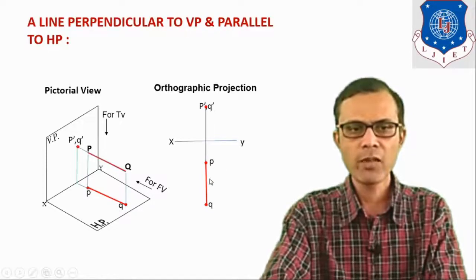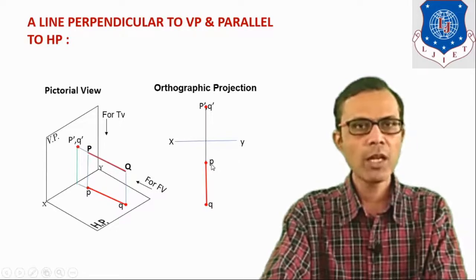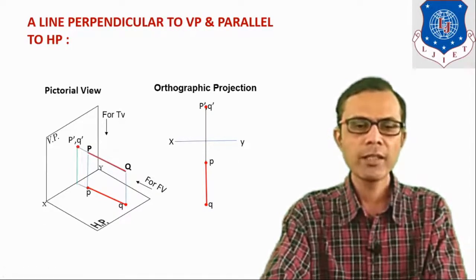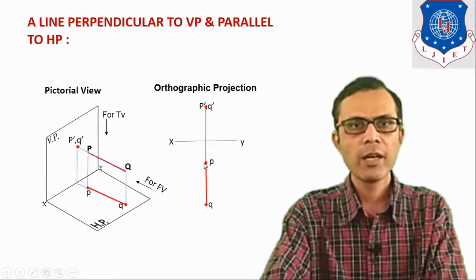The front view is a point view and the top view shows the actual length of the given line, and that actual length is known as the true length. In short form it is written as TL, that is true length.